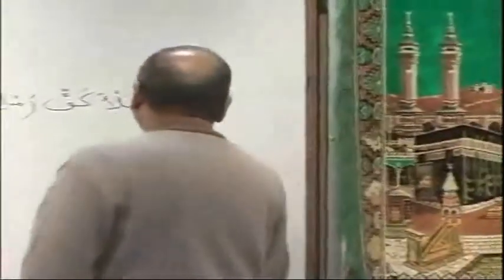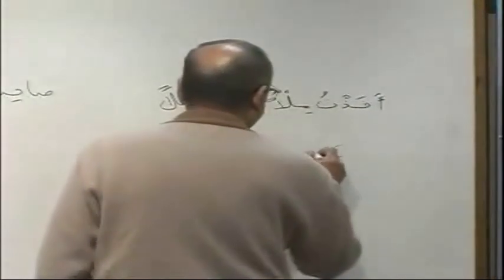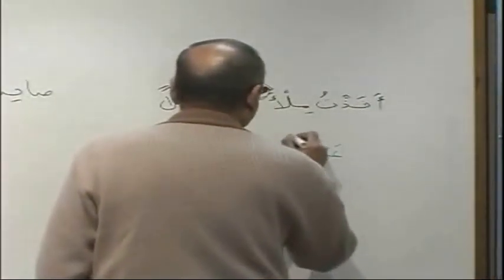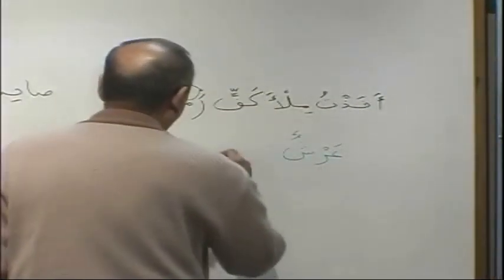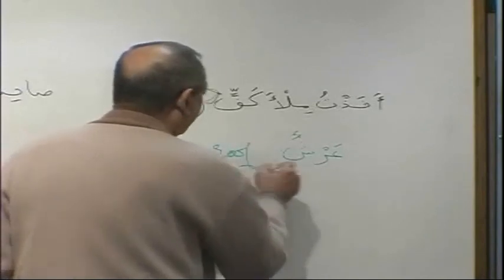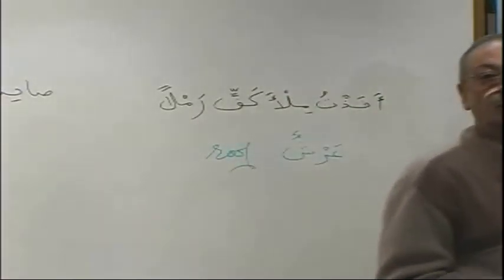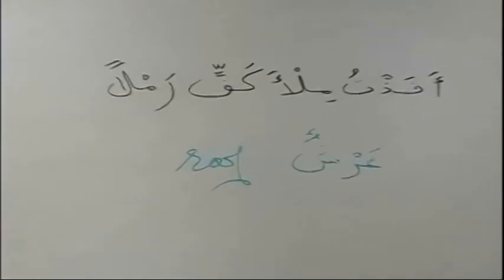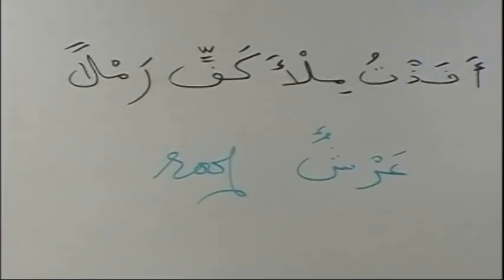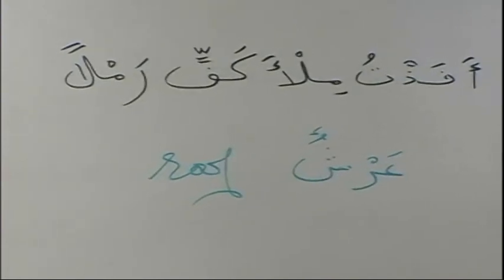Brothers and sisters, write down. Arshun is the roof. Write down. Arshun is the roof. And what is the jama? Urushun. What is the translation, brothers and sisters? Or like him who passed by a township while it was in utter ruins.